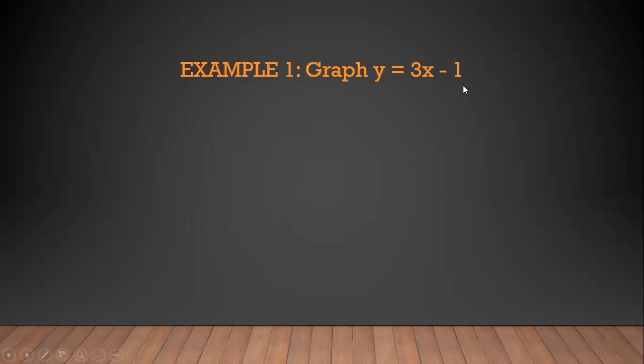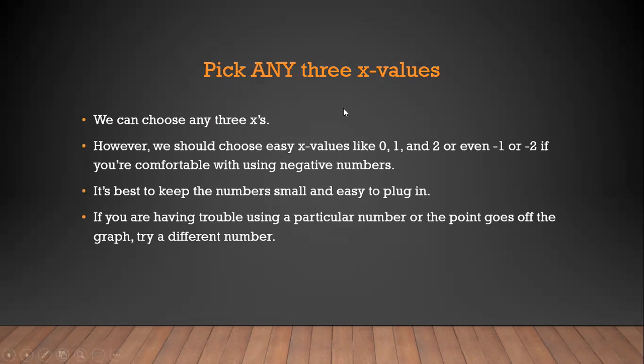Let's take our first example. Example number 1, we're going to graph y equals 3x minus 1. So step 1, we can pick any 3 x values. So I can pick any 3 numbers I want for my x. I could pick 300,000. I could pick the square root of 27. I could pick 1,500,367,000,000.53. But I probably shouldn't pick those numbers.